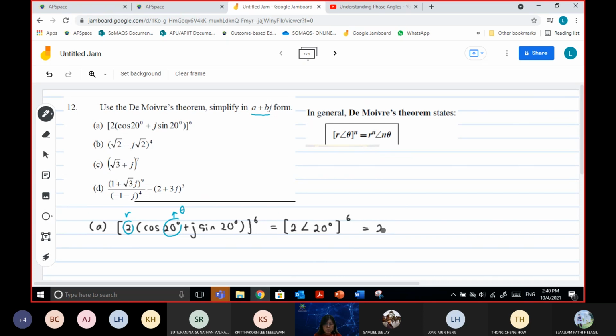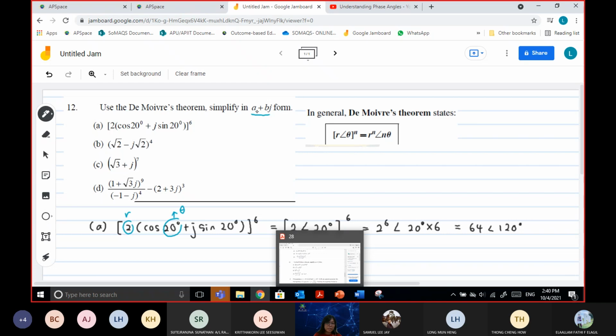So 2 to the power of 6, then the angle will be 20 degrees times 6. Let's get the final answer. 2 to the power of 6 will be 64, then the angle is 120 degrees. So this is the answer. This one is a very simple one, right? However, you need to convert it into a plus bj form.